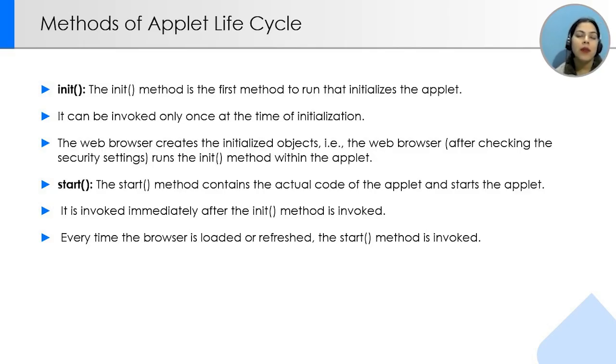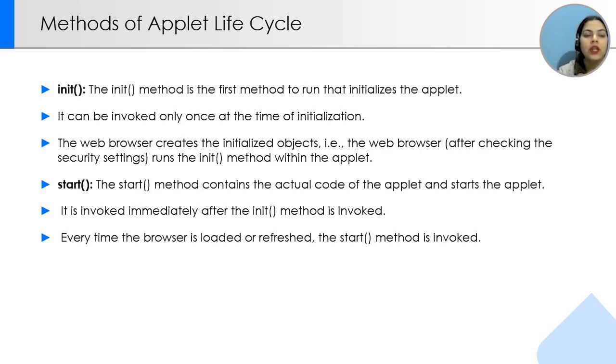The next thing about the init method is that whenever a web browser is created, the object is initialized. That is the web browser, after checking the security settings, runs the init method within the applet. So this is the responsibility of the web browser. Why is this the responsibility of the web browser? Because the HTML file that you have created will be executed with the help of a web browser, and you have connected that HTML file with the applet. So it is the responsibility of that web browser, after checking the security settings, to run the init method within the applet. Now, the next method is the start method. The start method contains the actual code, where the actual working logic of the applet is given.